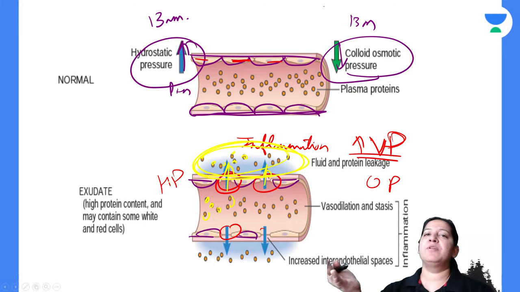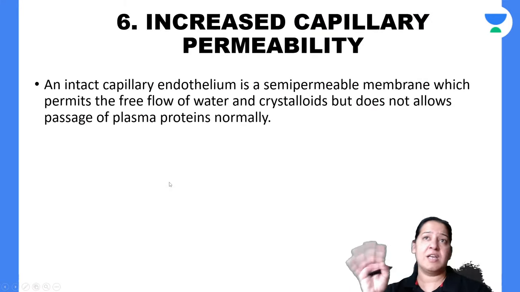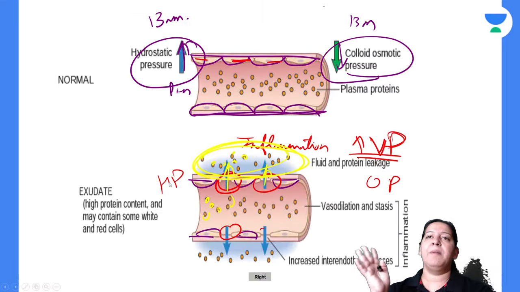So due to gap formation, protein and fluid both come out of the gap. Even though the pressures are normal, that can lead to the edema in inflammation.